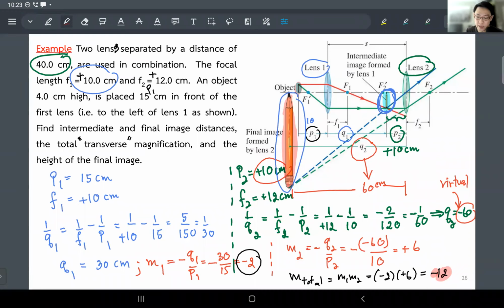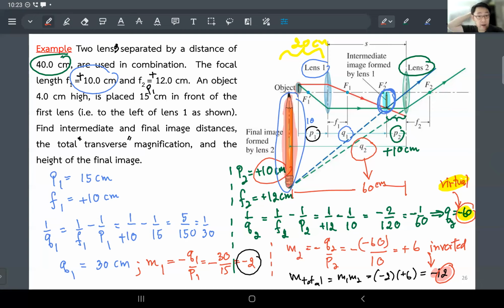Okay. Conclusion, your final image is virtual, shows up at negative 60 from the second lens. So that means you can think of it like your final distance over here could be 20 centimeter if you like, okay? And it's going to be inverted. Yeah, let me mark on here. Inverted. And 12 times as big. So you get 12x magnification and you are done. Okay.